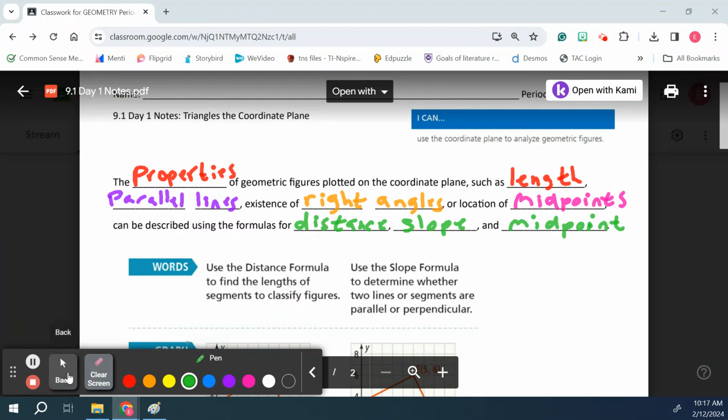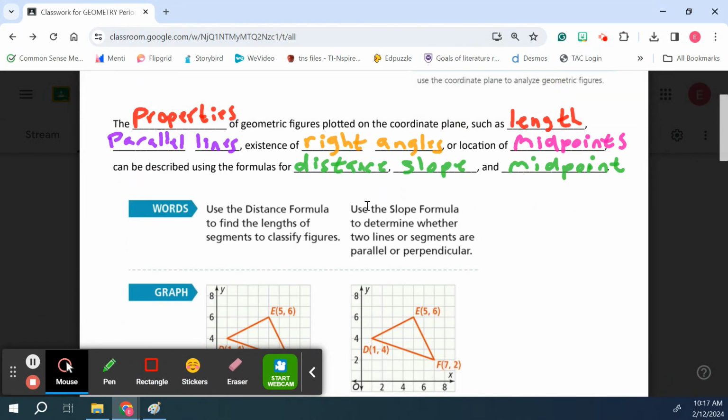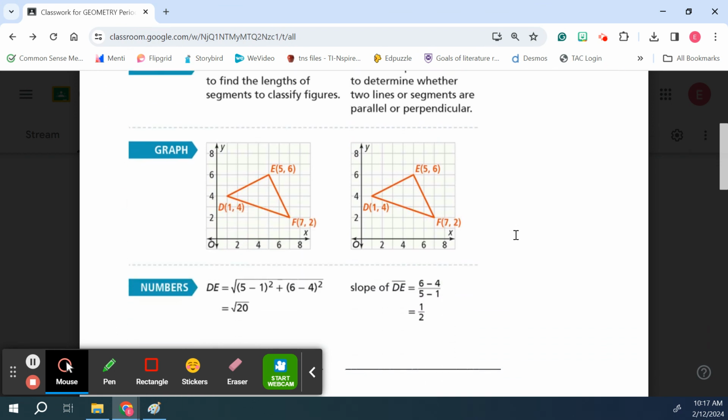All right, so use the distance formula to find the lengths of the segments to classify figures. Use the slope formula to determine whether two lines or segments are parallel or perpendicular.